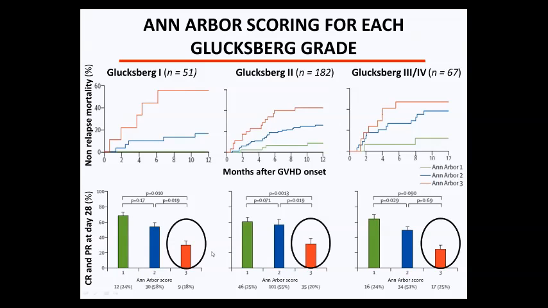If I look further down, I can see that this here is a population that I could target because they are very high risk. In red, these are my ANOVA 3 cases, and those are the ones that have a non-relapse mortality of more than 40% at 6 months. They also have a lower response rate, which is also quite similar across the different clinical grades, at day 28.